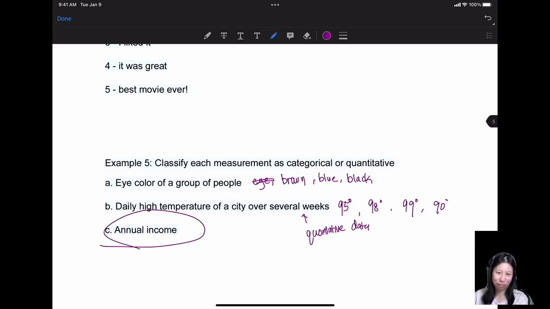C, annual income. Well, definitely quantitative. It is numerical, and you can perform meaningful math calculations because we always hear about, hey, the median income of a household, the average income of a household, and so on. So this is quantitative data.